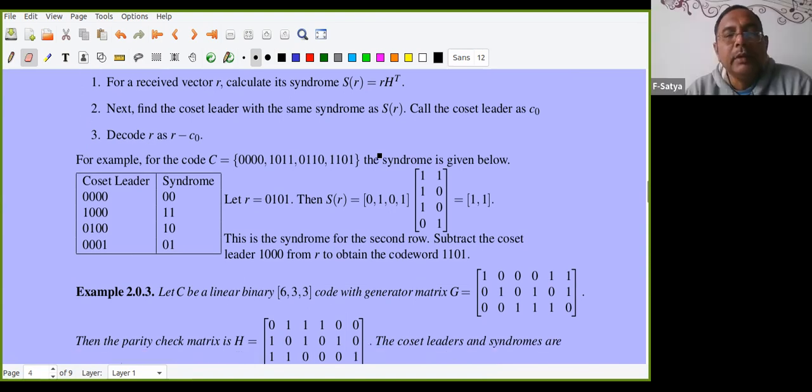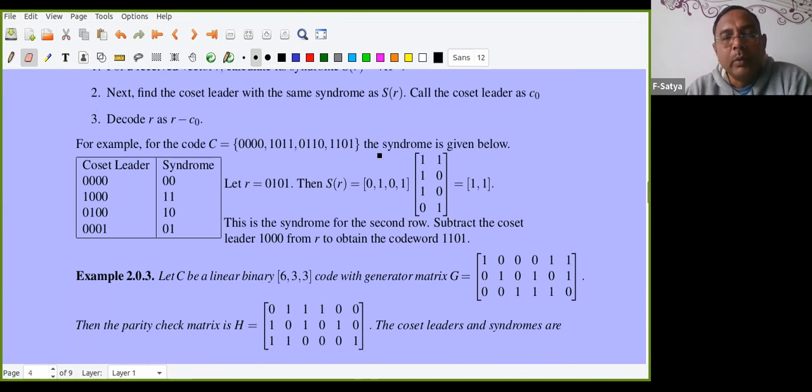Now I am explaining this. For example, you have a code. The syndrome table is given like this. Look at what I'm explaining here. 0, 0 is the first row in the standard array. What is the second row? Do you recall what the distance of this code is?